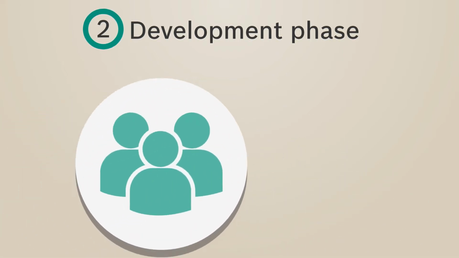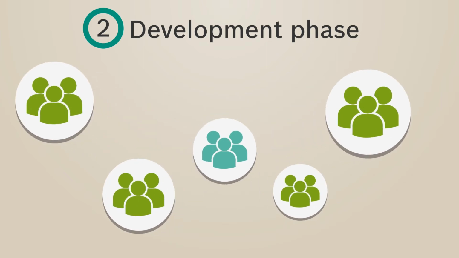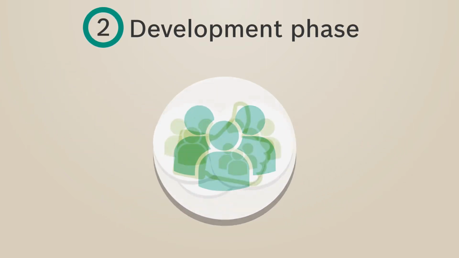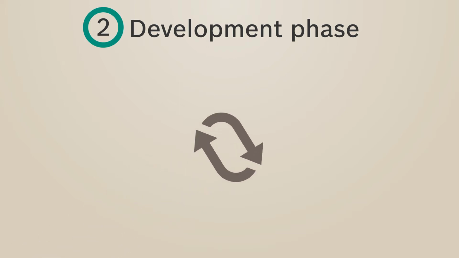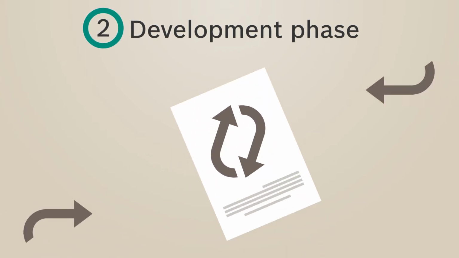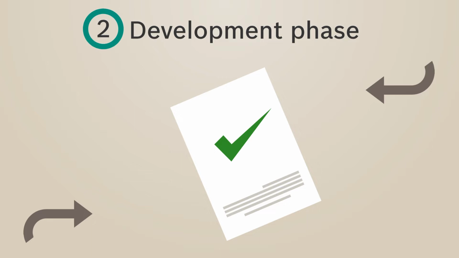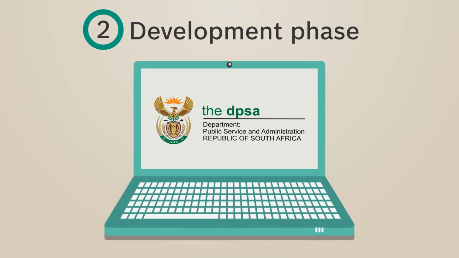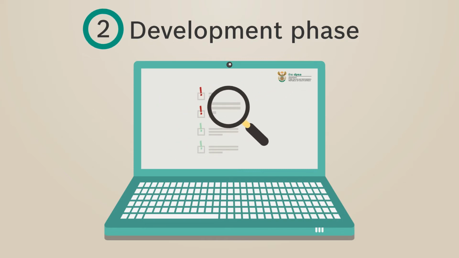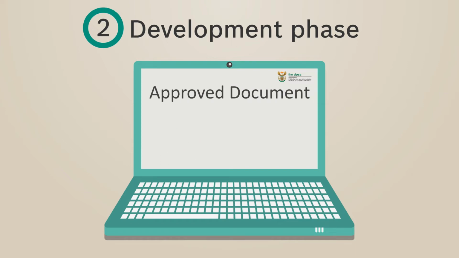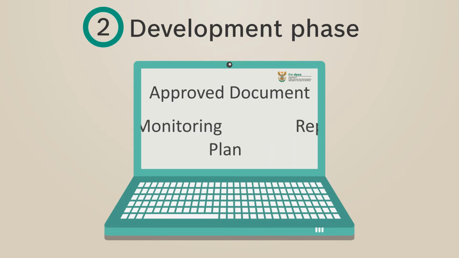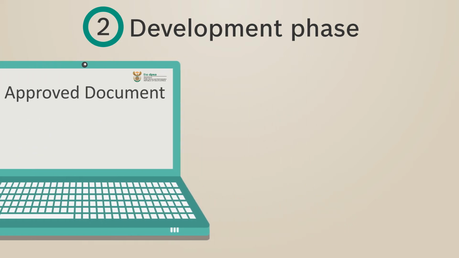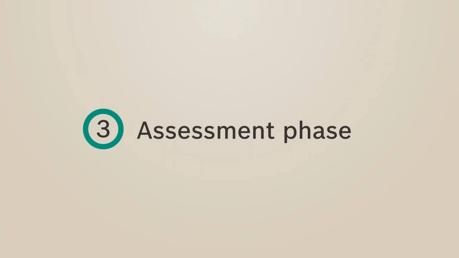Presentation of draft document to management and the broader Service Delivery Improvement Plan cross-functional team prior to final submission for approval. Submission of the revised document after all inputs have been collected for approval by senior management. Submission to the Department of Public Service and Administration for assessment of the critical compliance areas and reporting to Parliament. The approved document is also expected to have an agreed upon implementation plan, monitoring plan, reporting plan, evaluation plan, and a feedback plan. The next phase is Phase 3, Assessment Phase.